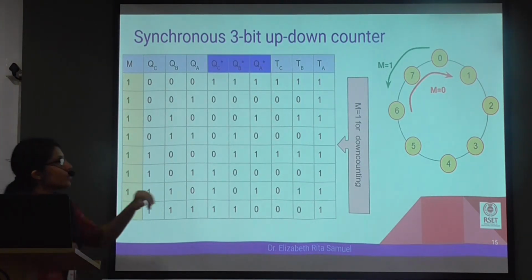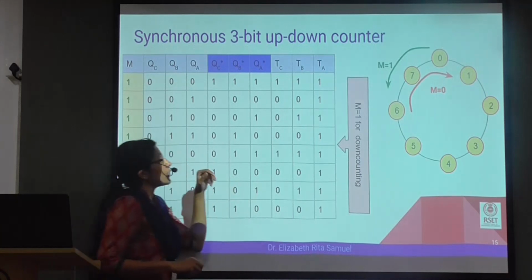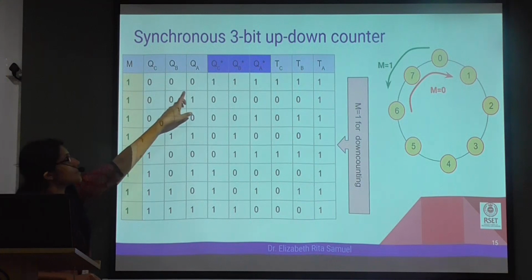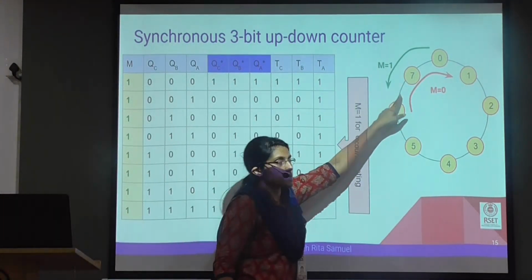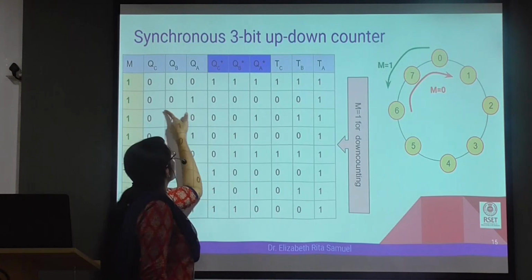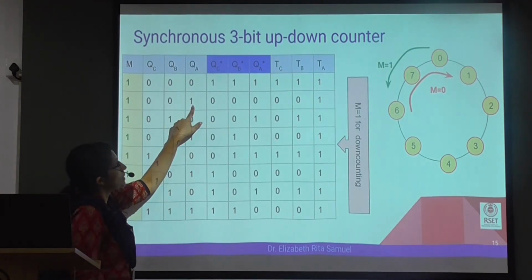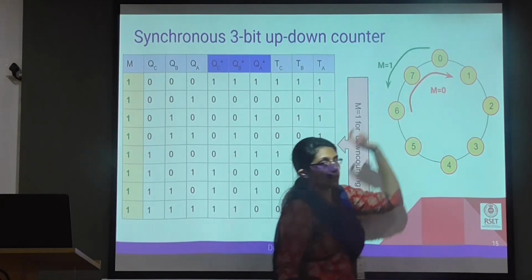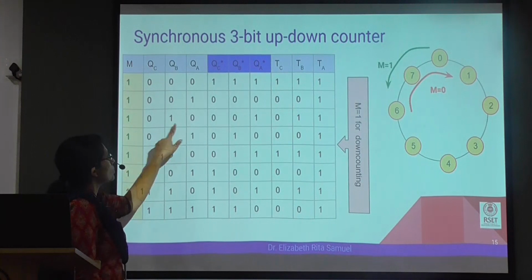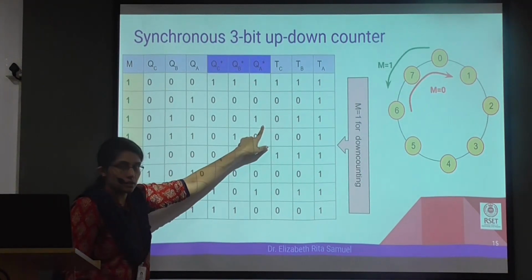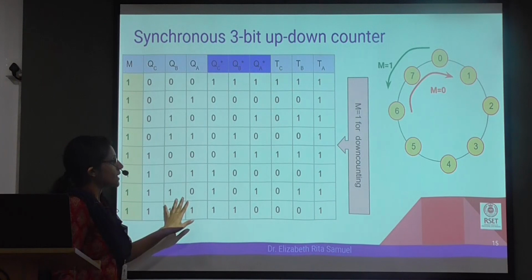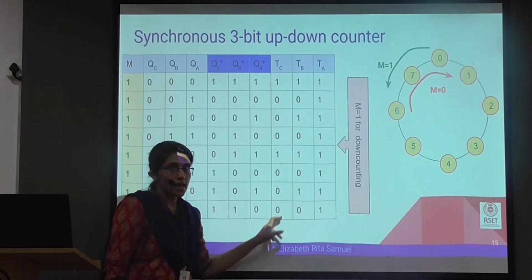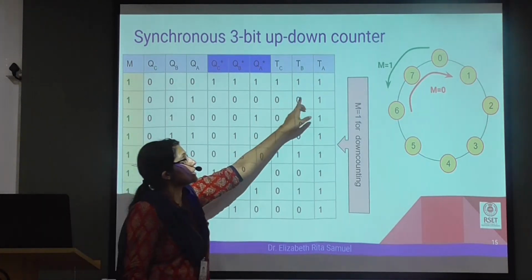Vice versa, when we are going for the down counting, we can write the value of M as 1. And we know when it is at 0, the next value is 7. When it is at 0, 0, 1, our next value is 0. In the down counting from 1, we are going to 0. When we are at 2, our down counting goes to 1. So like that we can write the current state and the next state, and we can write the values as mentioned before for our TC, TB, TA.